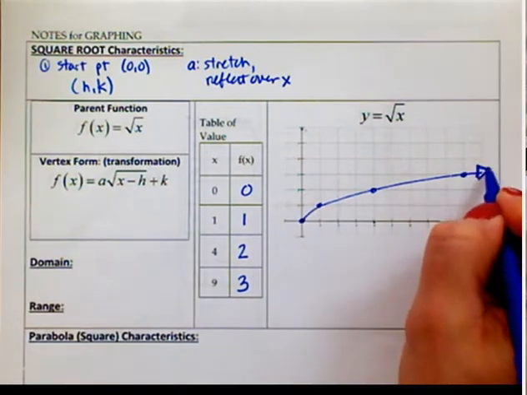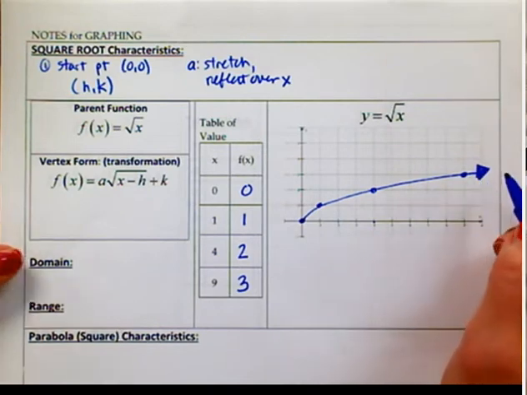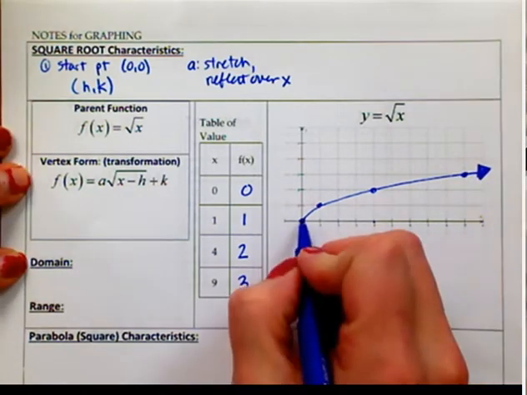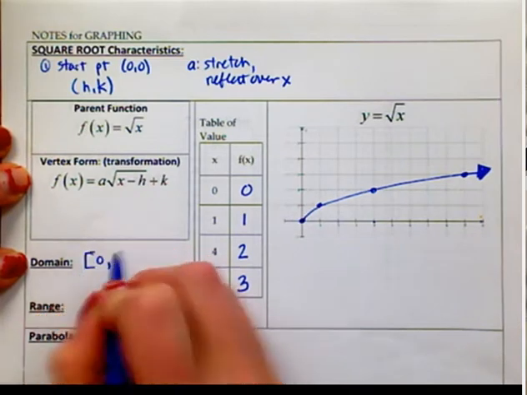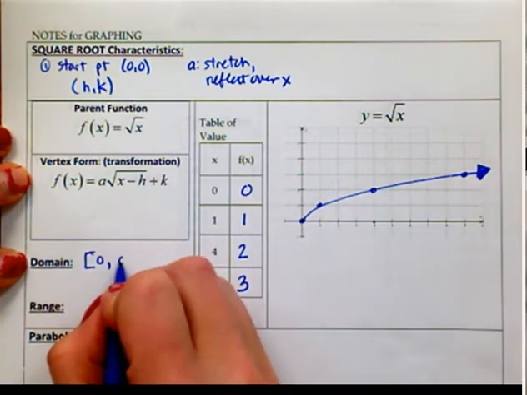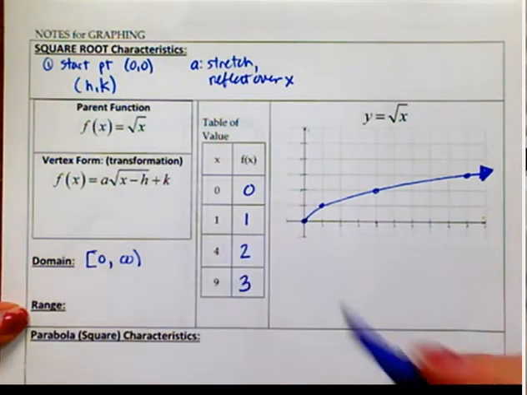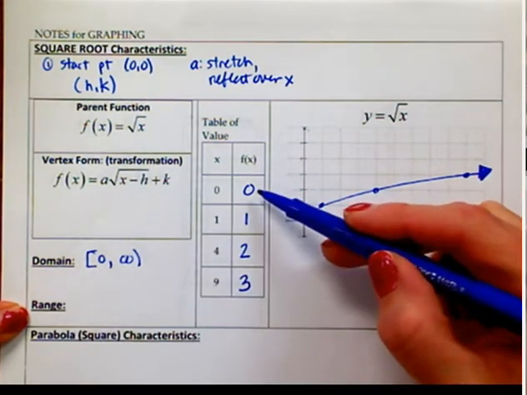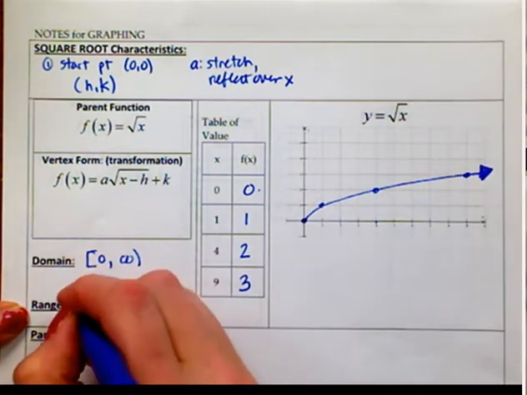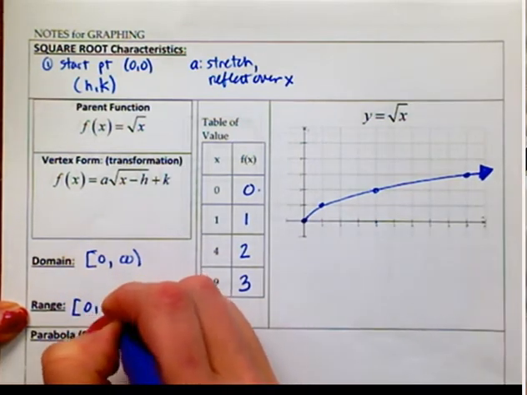And then the arrow only goes on one end. So if we're looking at our domain and range, we're going to start at x equals 0, included bracket, and we're going to end at positive infinity. For the range, okay, we're looking at the y coordinates. We start at 0, and we end at positive infinity.